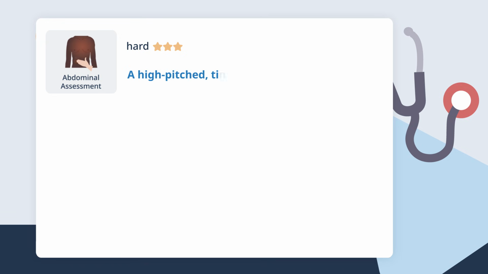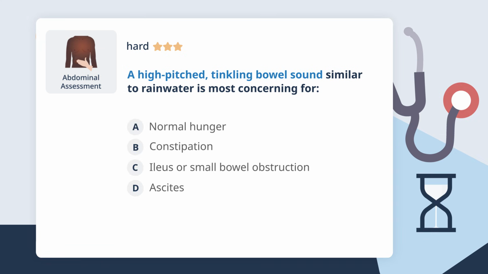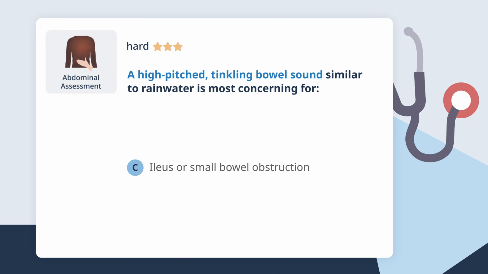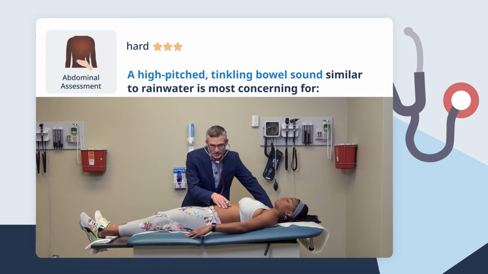A high-pitched, tinkling bowel sound similar to rainwater is most concerning for what? Borborygmi is that stomach growling sound that would be characteristic of somebody who's hungry, versus the tinkling sound, a high-pitched sound of almost like rainwater, would be concerning potentially for an ileus or small bowel obstruction.